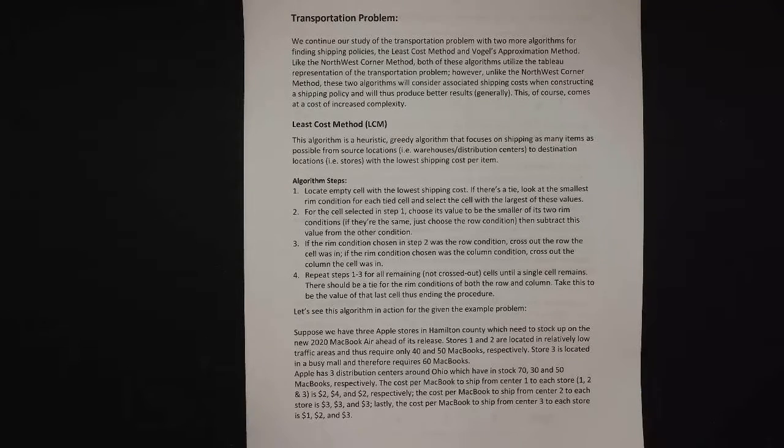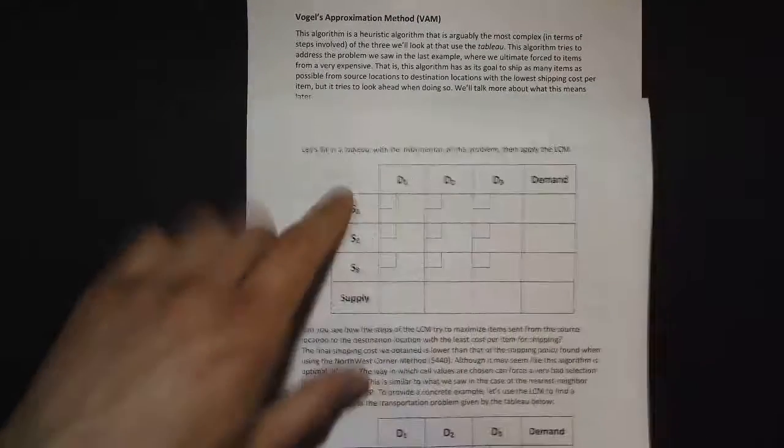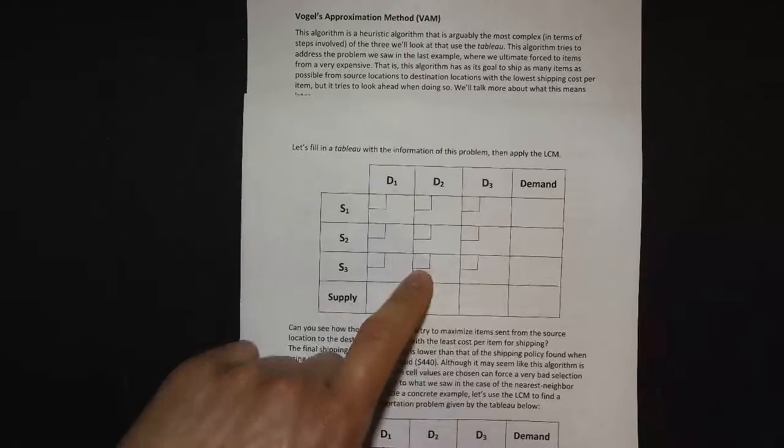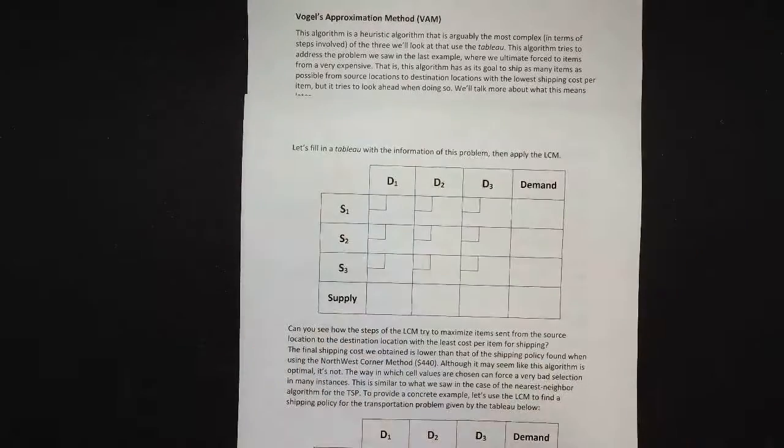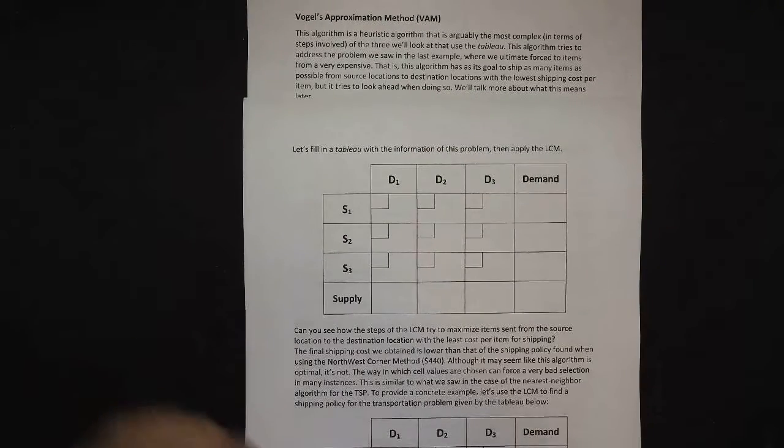The cost per MacBook to ship from Center 1 to each store, 1, 2, and 3, is $2, $4, and $2 respectively. The cost per MacBook to ship from Center 2 to each store is $3, identically. And lastly, the cost per MacBook to ship from Center 3 to each store is $1, $2, and $3. Alright, so let's take this information and fill in this tableau, and then we're going to apply the least cost method to obtain a shipping policy.